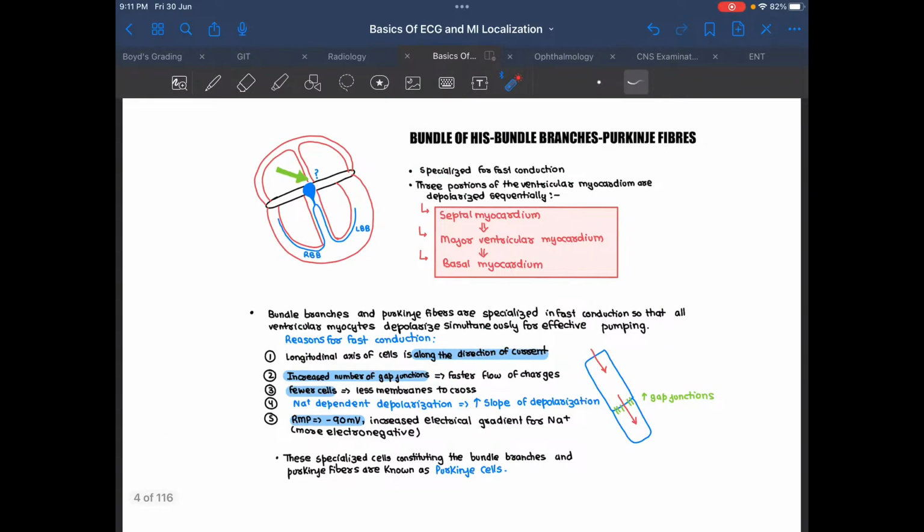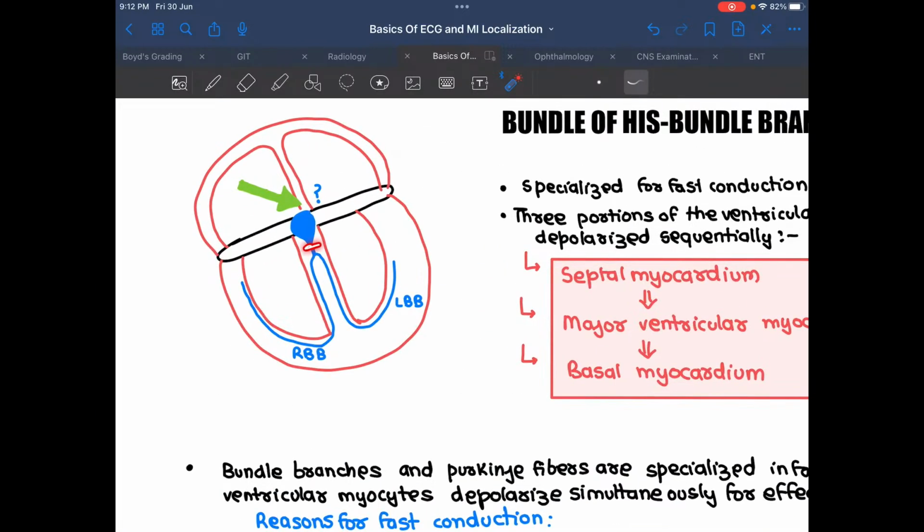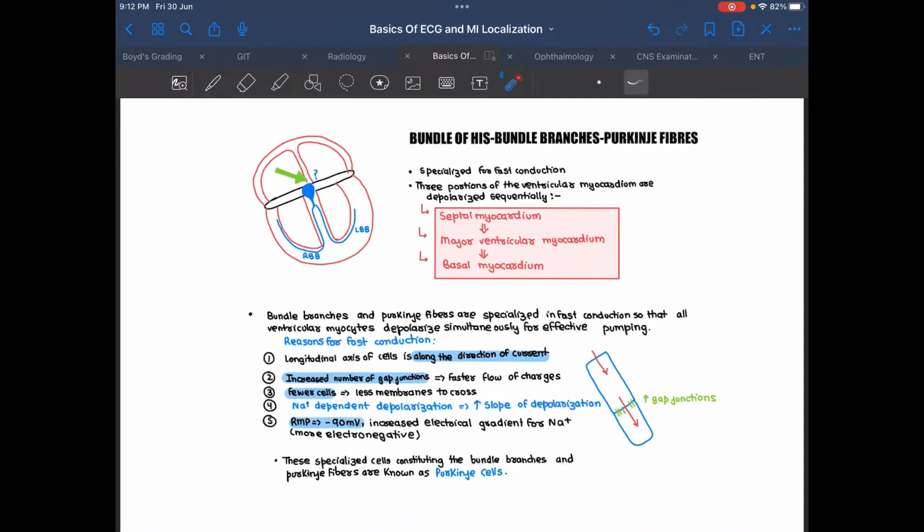So let's move forward now. So now from the AV node, we know that there is something known as the bundle of His. So this is the bundle of His, and this bundle of His later divides into the left bundle branch and your right bundle branch. Now the bundle of His, whether it be the left bundle branch or your right bundle branch, and even the terminal Purkinje fibers are highly specialized for fast conduction. Okay? Why are they so highly specialized for fast conduction?